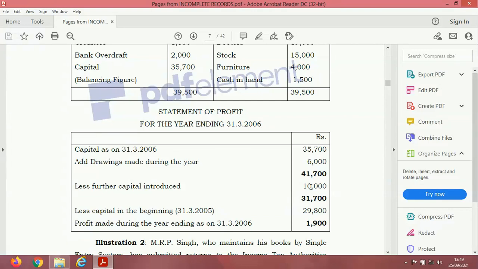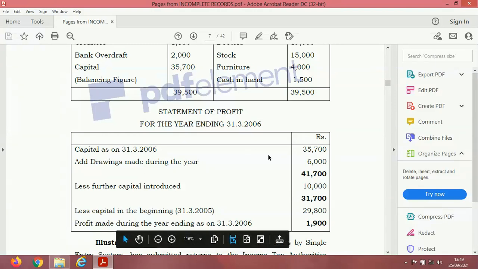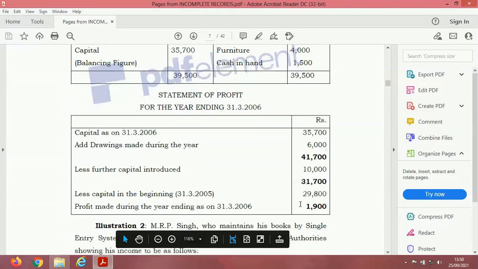You might ask me, why are you adding drawings? If you go back to your accounting equation, you will know that when you make drawings, you're reducing your profit because you, the owner, is the one who is going to enjoy the profit. So when you make a drawing, you reduce your profits. So if you are showing the profits that we have made, we include it because it is part of the profits but which you took before time. So we less further capital introduced of 10,000 and get 31,700.